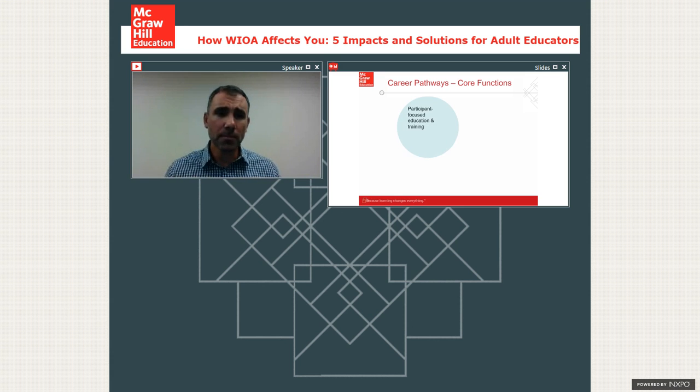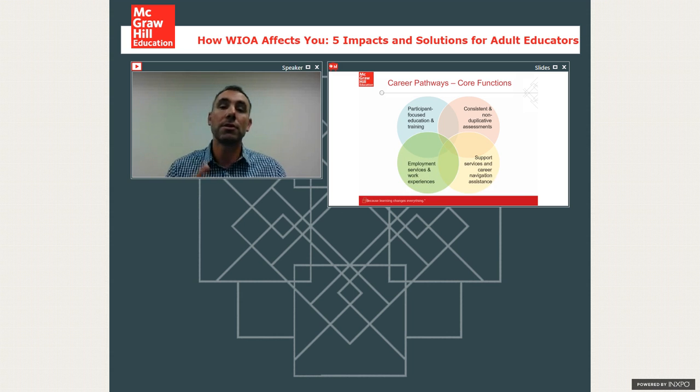This is another graphic that shows career pathways in terms of the core functions, and I think it's a good one to look at. If you look at these top two pieces, these are both what we can provide in adult education: participant-focused education and training, consistent and non-duplicative assessments. But beyond just the education that we're providing and beyond making sure that it aligns to employer needs, any good career pathways system also needs to provide career navigation and support services, as well as employment services and work experiences.